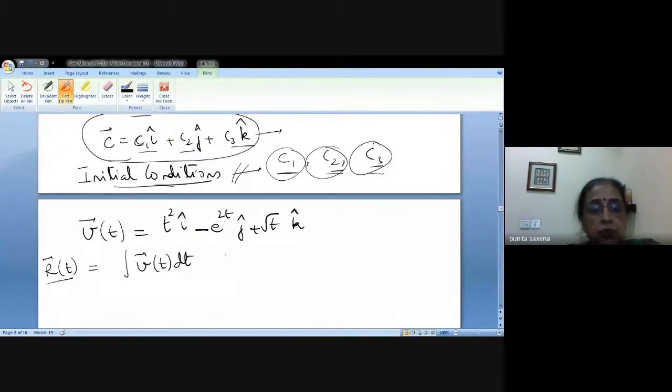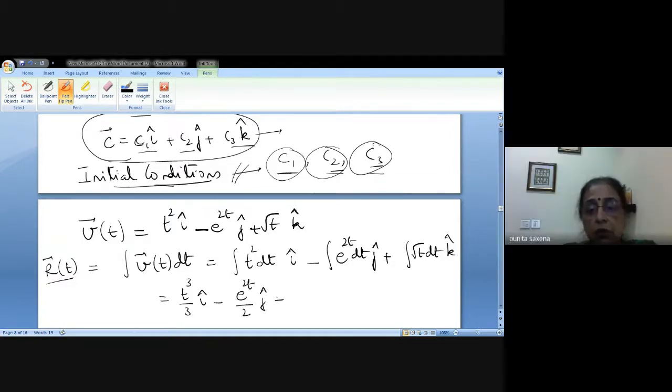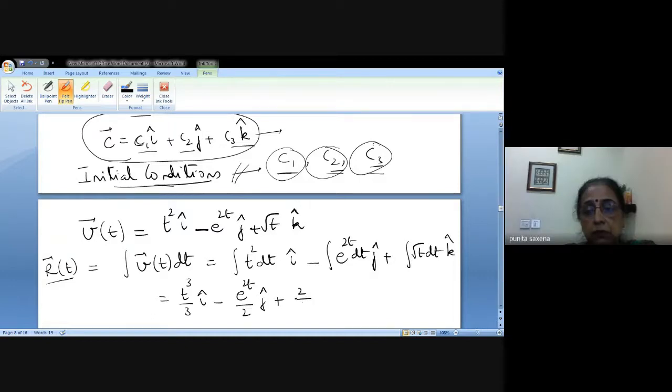Now, as far as my knowledge of vectors is concerned, it will be the integral of the first component minus the integral of the second component plus the integral of the third component. Is that right? So I can write that. What is the integral of t square? t cube by 3, right? What is the integral of e to the power 2t? e to the power 2t by 2. The integral of root t is 2 by 3 t to the power 3 by 2 k.